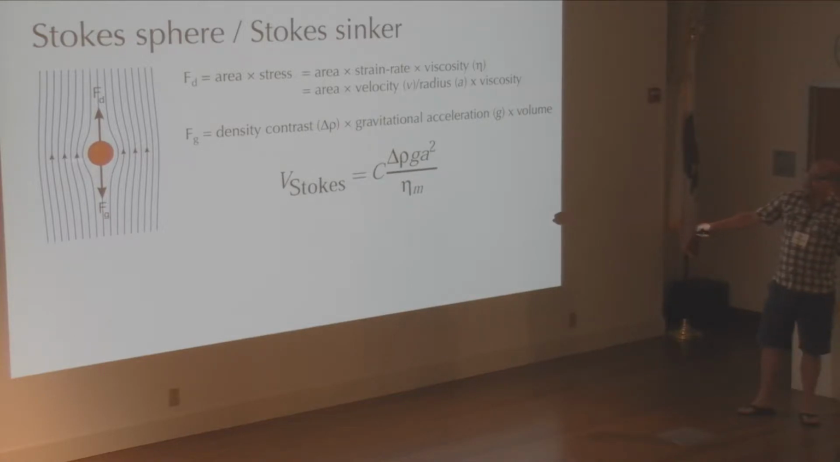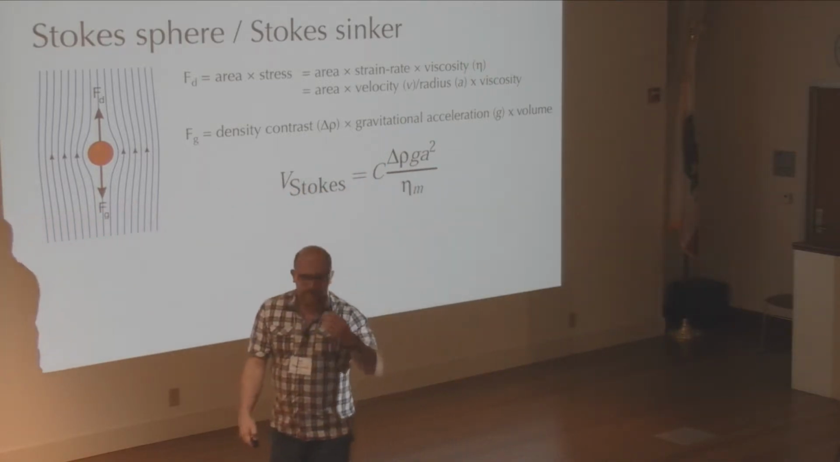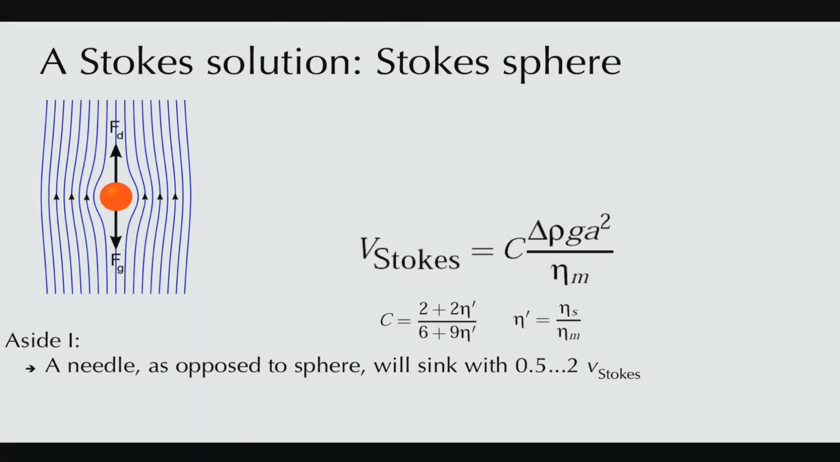Okay, and this says that any object of radius a will have a velocity that's given by delta rho over the viscosity of the ambient medium. And that equation is correct up to about a factor of order of magnitude c, and you can work out that this c depends on the ratio of the viscosity of the sphere to the viscosity of the mantle. If the viscosity of the sphere is super high, if it's a cannonball, this goes super high, so it's 2/6, 1/3, right? So this thing is 1/3. But it doesn't really matter that much. It's one of the odd things about Stokes velocities.